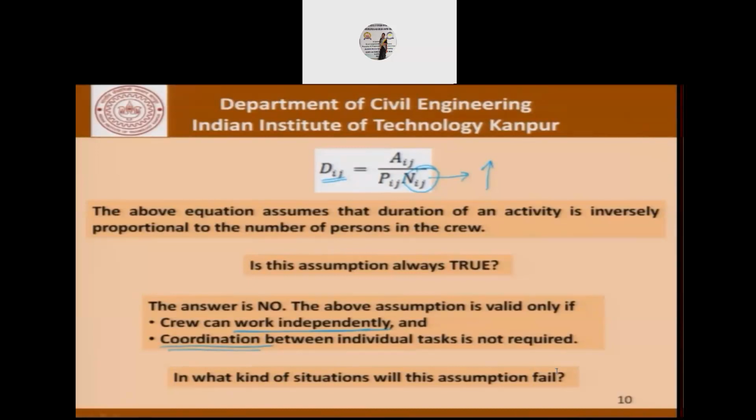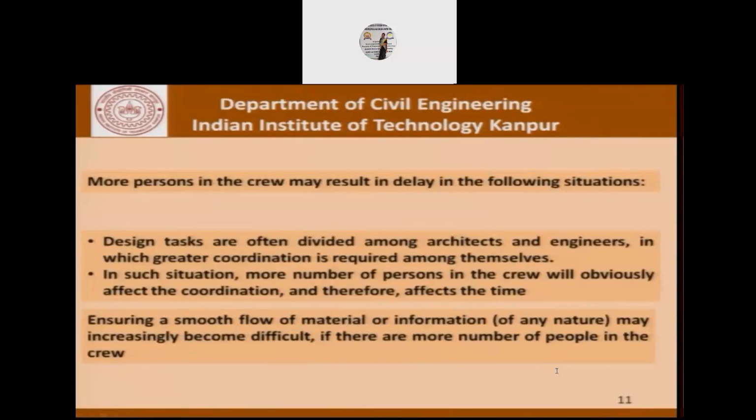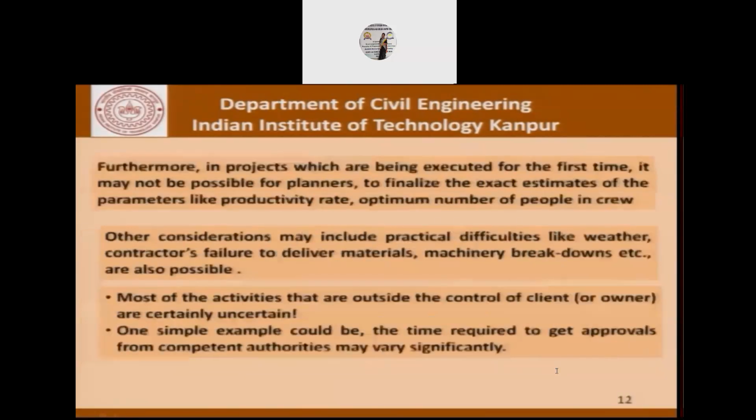So if there are too many people trying to do an activity, that also has an adverse effect on the time duration. Apart from the workers working independently, the coordination between individual tasks and the individual crew members has to be ensured. More persons in the crew may result in delay in the following situations. An example is design tasks, which are often divided between architects and engineers, where greater coordination is required among themselves. In such situations, the more people in the crew will obviously affect the coordination and therefore the time. Ensuring a smooth flow of material or information of any nature may become increasingly difficult if there are more people in the crew.